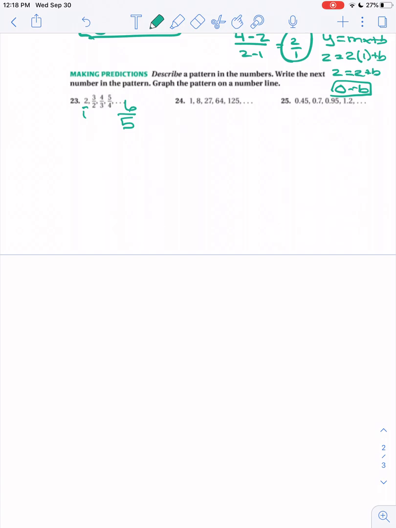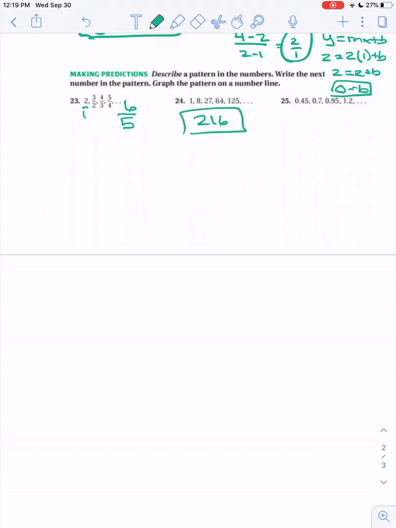Number 24, we're going from 1, 8, 27, 64, 125. I recognize those as cubes. So it looks like we have 1 cubed, 2 cubed, 3 cubed, 4 cubed, 5 cubed. So we want to go 6 cubed, or 6 to the third power. So I'm going to punch that in my calculator. 6 to the third power is 216.